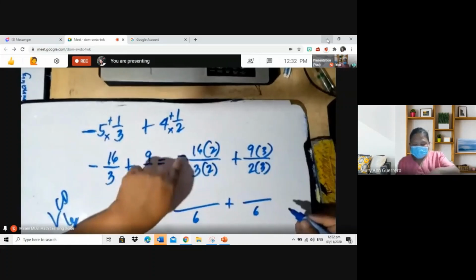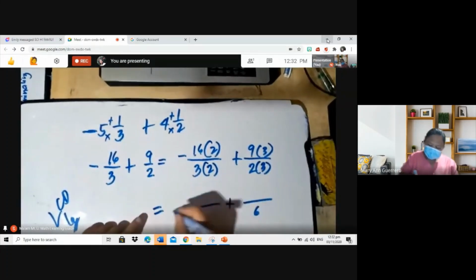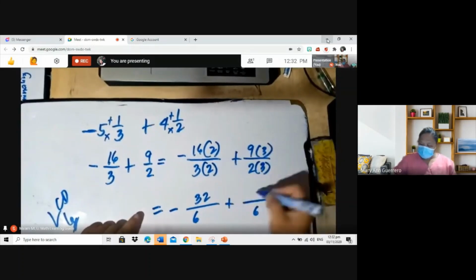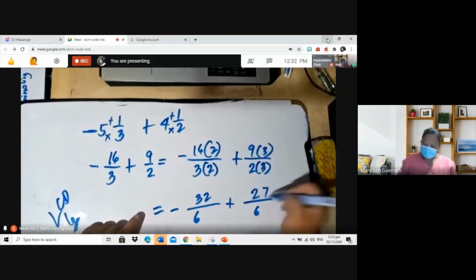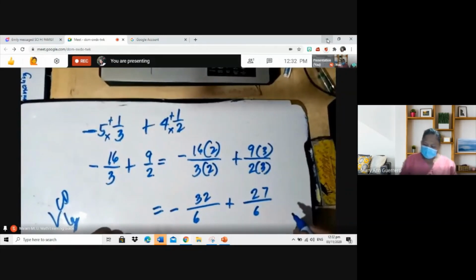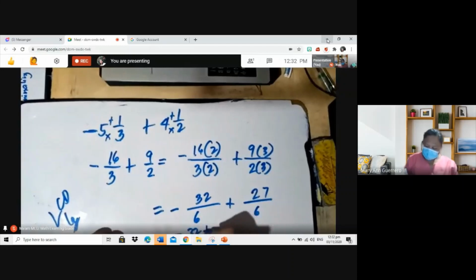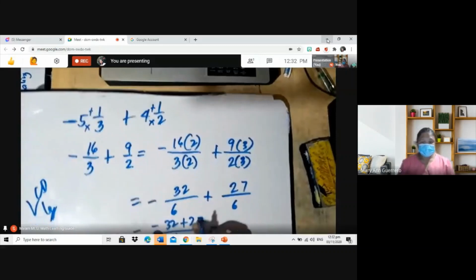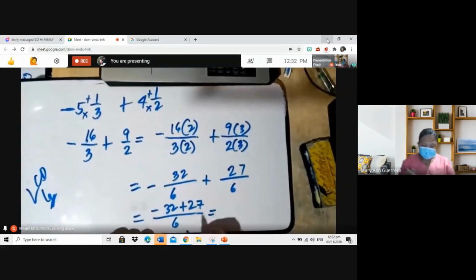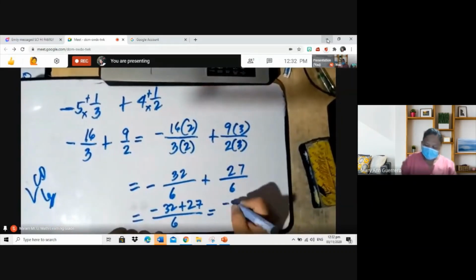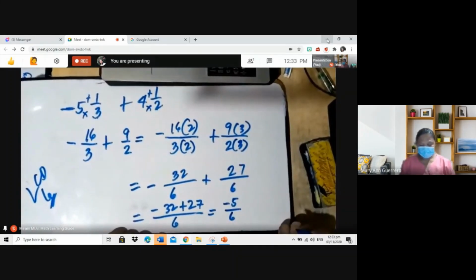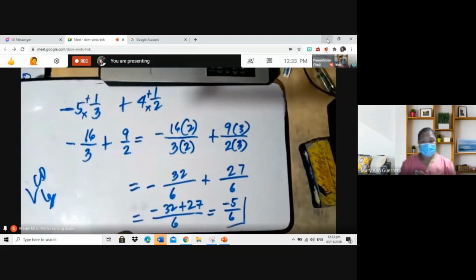So 16 times 2 is 32. That is 9 times 3 is 27. So, pwede natin siyang i-transform into one: negative 32 plus 27. So, that is different signs. Okay, subtract the numbers. So, we will get negative 5 over 6. So, that is now the final answer.